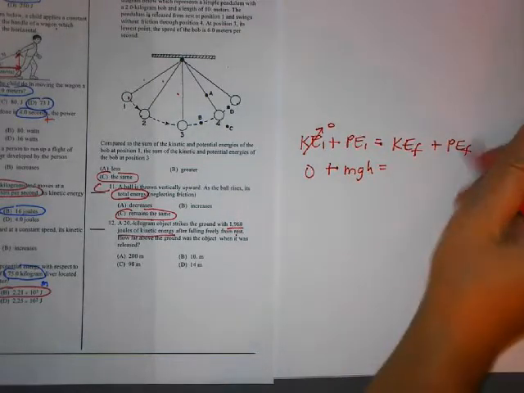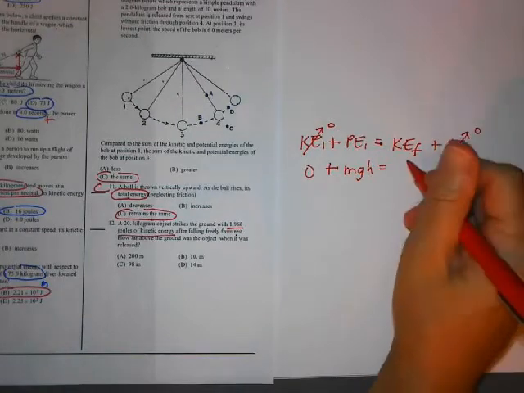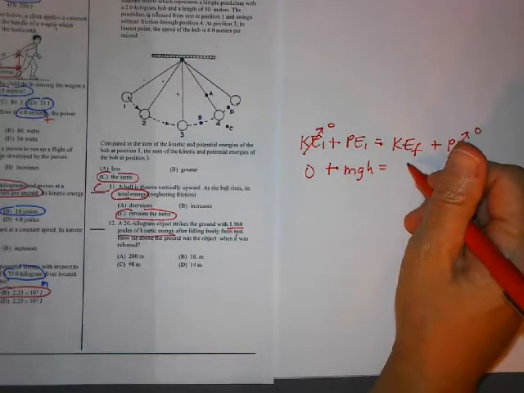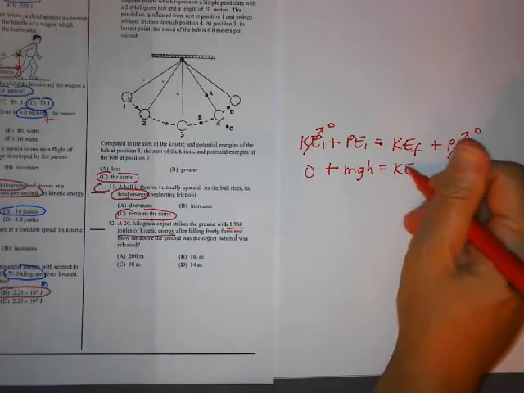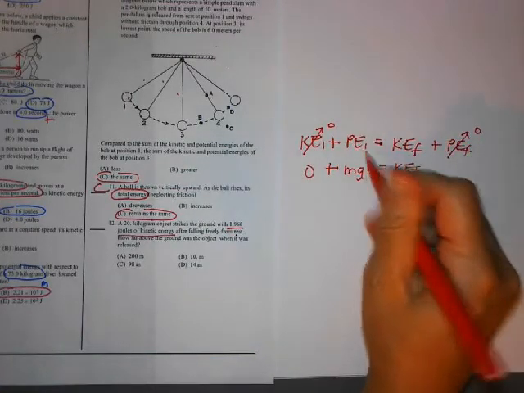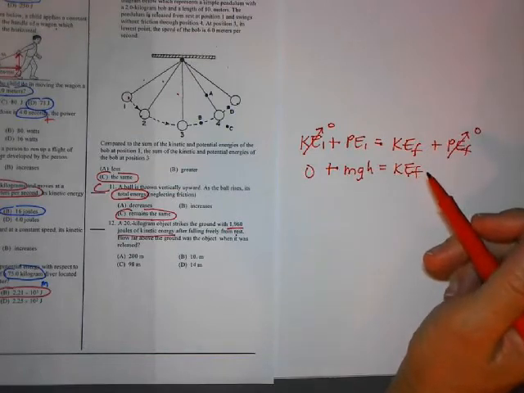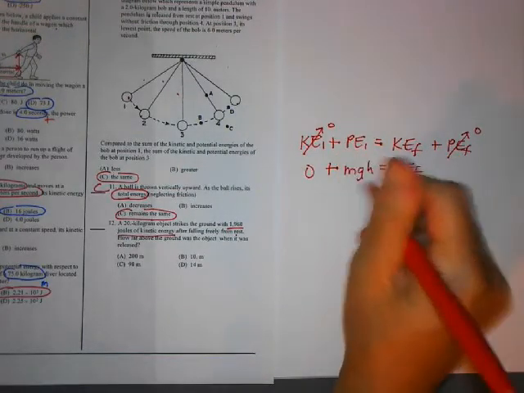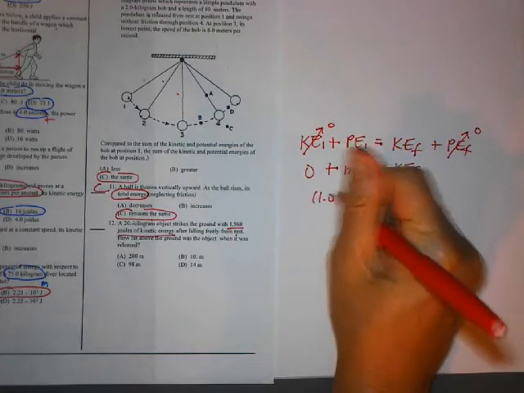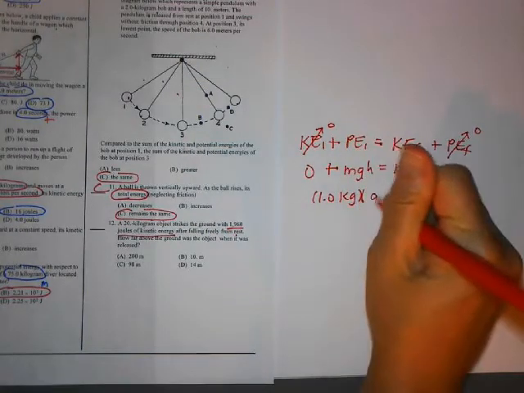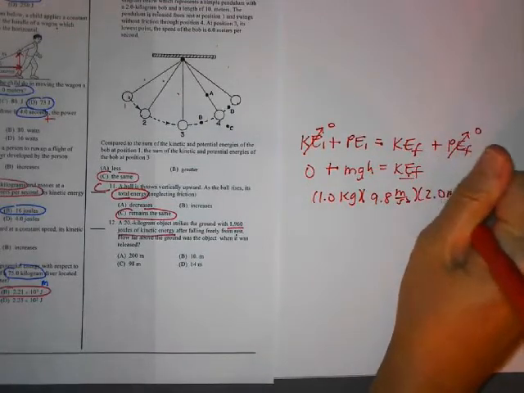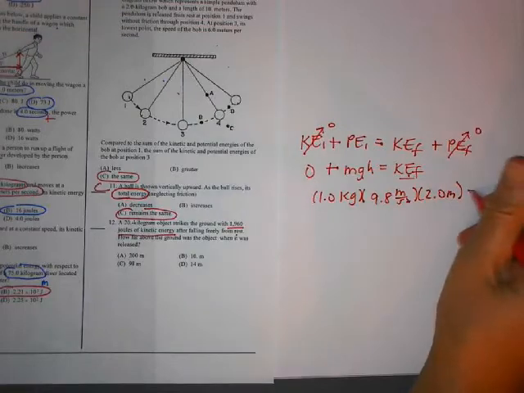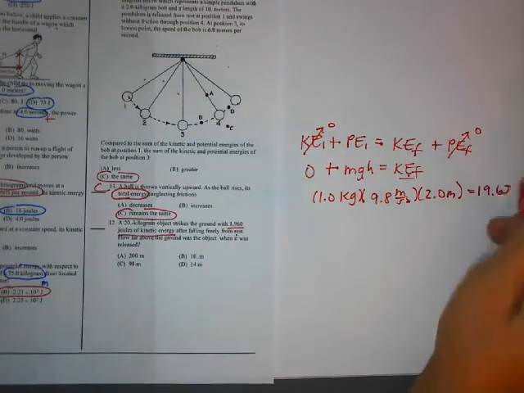and the potential energy final is going to be 0. So this is equal to KEf. So KEf is equal to mgh. So now I just want to solve for KEf. So it's just going to be mgh. So it's going to be 1 kilogram times 9.8 meters per second squared times 2 meters. So when I multiply that out, it comes out to be 19.6 joules.